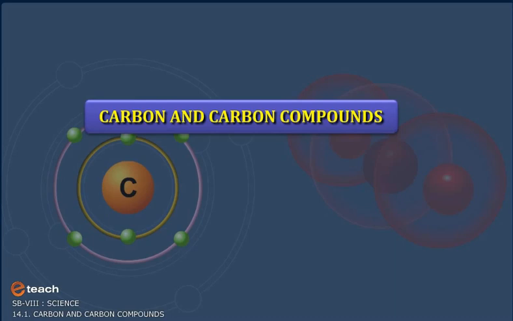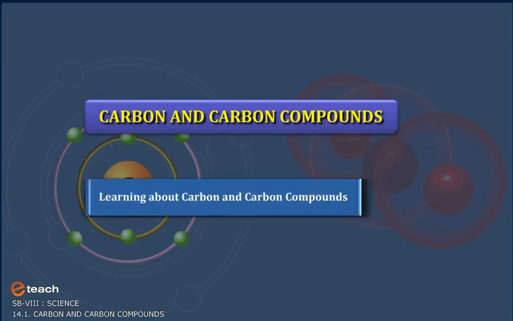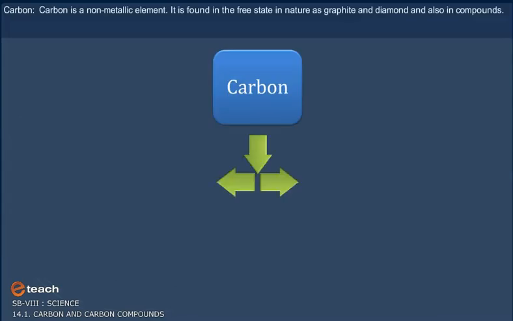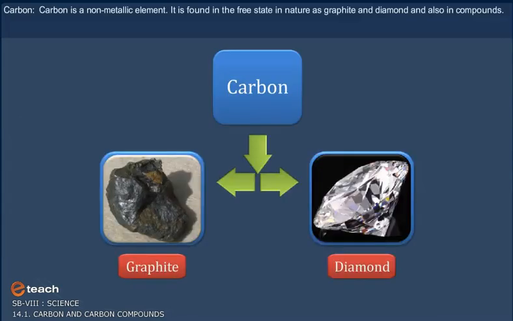Carbon and carbon compounds. Learning about carbon and carbon compounds. Carbon is a non-metallic element. It is found in the free state in nature as graphite and diamond and also in compounds.